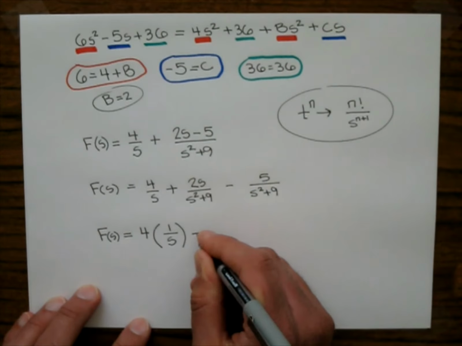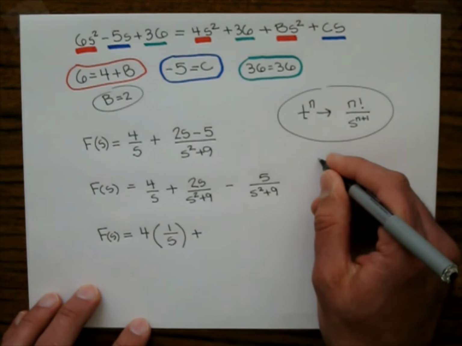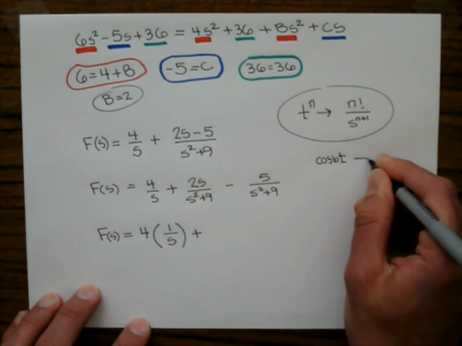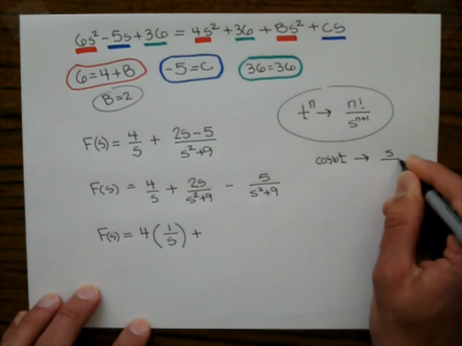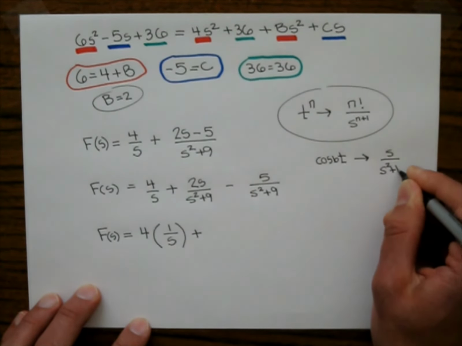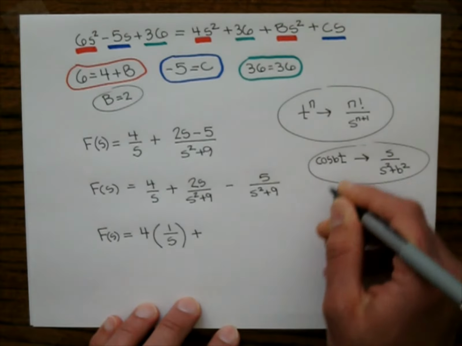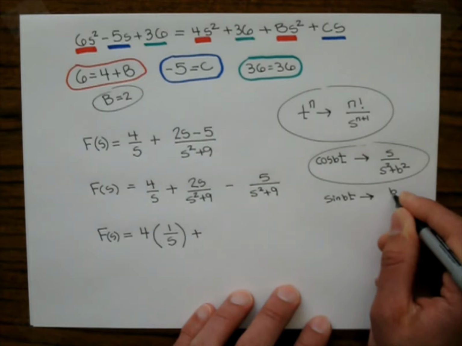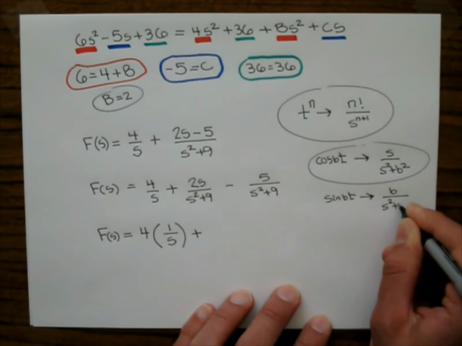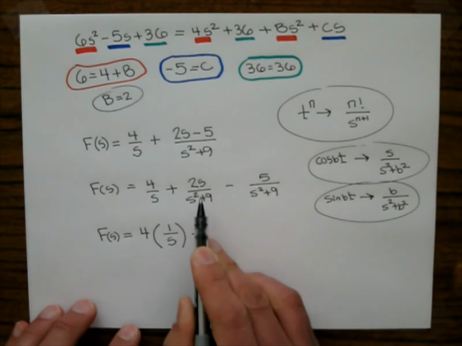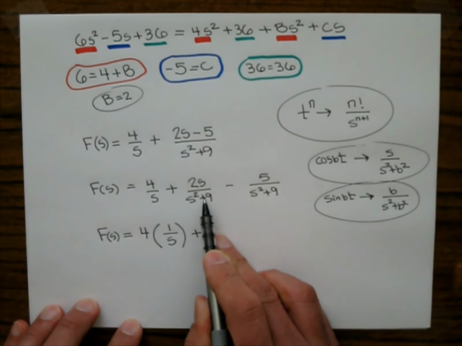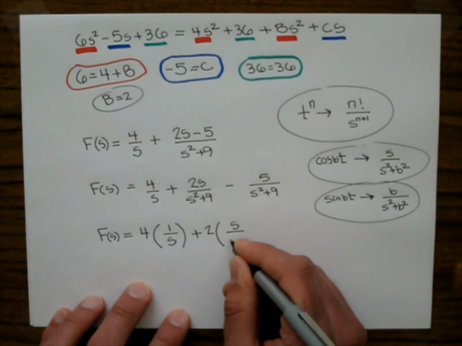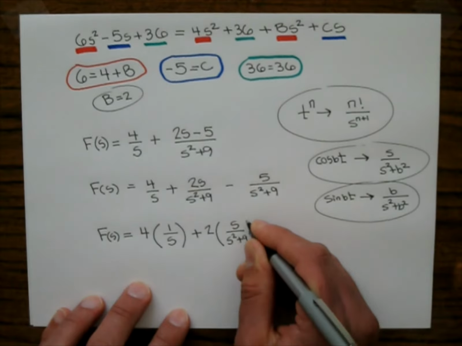Now the other formulas, for the cosine and the sine, so let's go ahead and put these here. So the cosine of bt gets transformed to s over s squared plus b squared. And then the sine of bt gets transformed to b over s squared plus b squared. So we see an s up here, so we know this one's going to turn into the cosine. We're going to bring the 2 out of there, so it looks like s all over s squared plus 9.